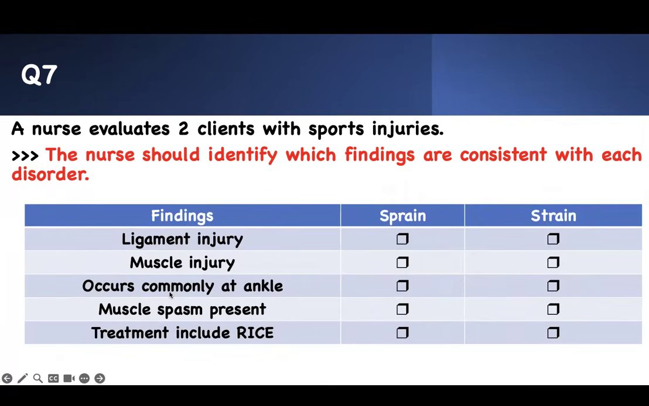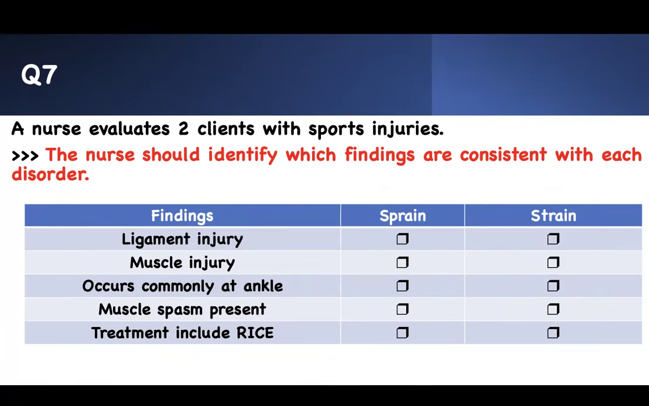And let's evaluate 2 clients with sports injuries. Sometimes you see the sports injuries, we interchange them all the time. They are not the same. Once again, they are not the same. And then you identify which findings are consistent with each disorder. Sprain and strain.